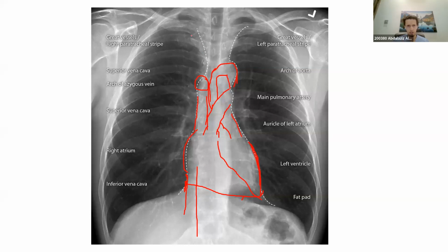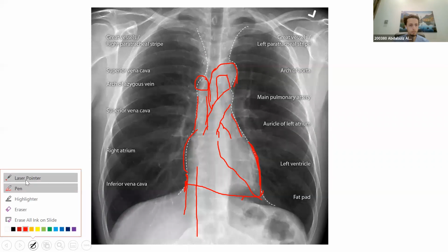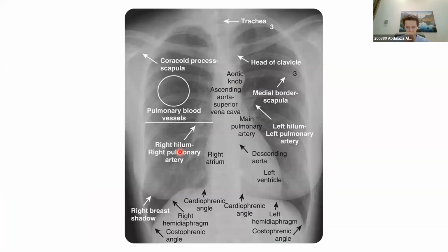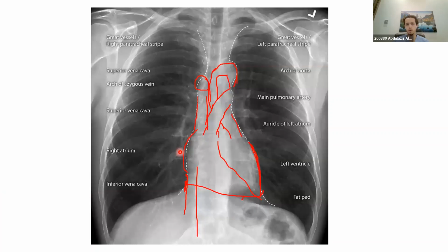Now, I hope this was very clear. Did everyone understand this point? Okay, great. Well, this is too complex. This is more than enough. Know these landmarks and inshallah, you'll be okay.